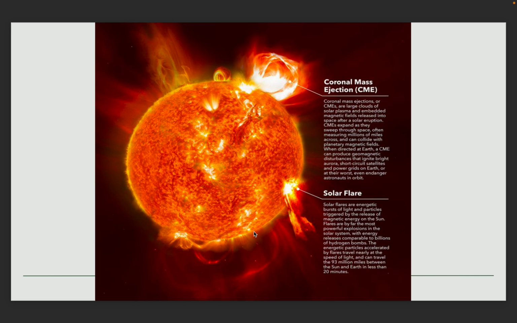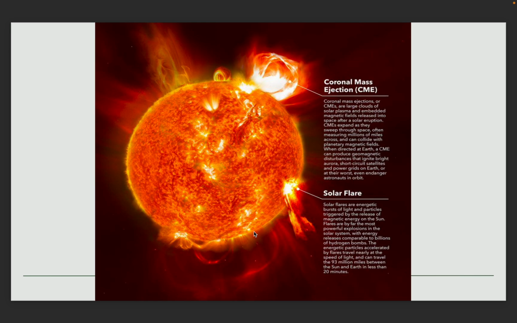A solar flare is an energetic burst of light and particles triggered by the release of magnetic energy of the sun. Flares are by far the most powerful explosions in the solar system, with energy released comparable to billions of hydrogen bombs. The energetic particles accelerated in a solar flare move nearly at the speed of light, and can travel between the Sun and Earth in less than 20 minutes.